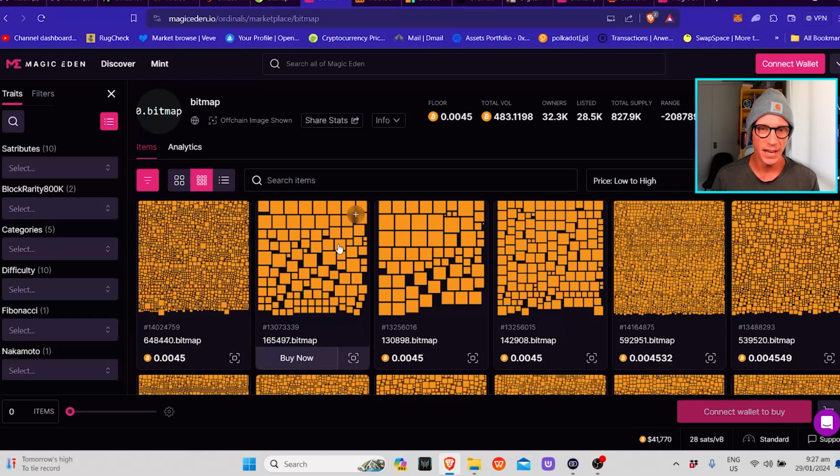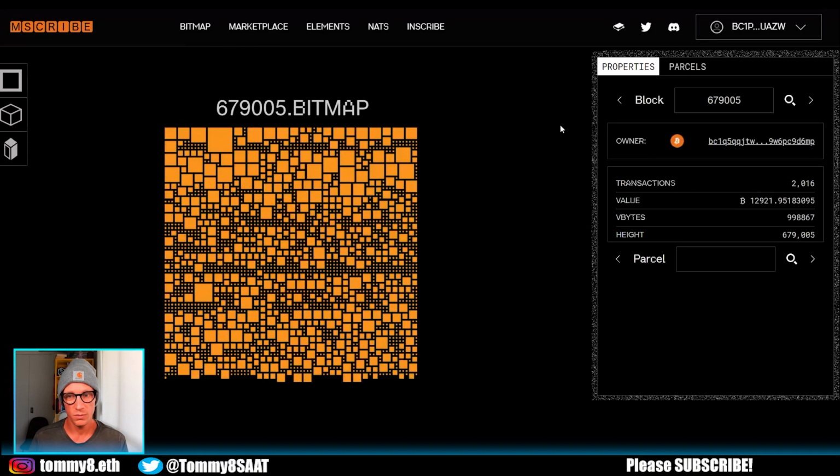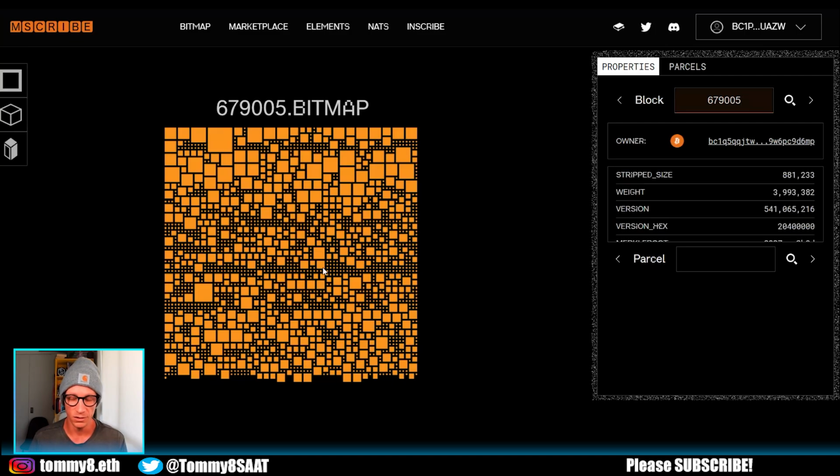because you can see them visually. And then you can go into Mscribe.io, which is a great website, and you can type in the block number here and it'll bring it up. So then you get all this data. So you got the value, how many transactions there was. So there was 2016 transactions. The value of it, nearly 1,300 Bitcoin was the price of all these transactions combined.